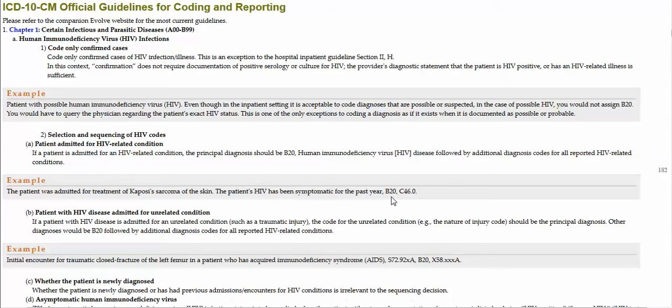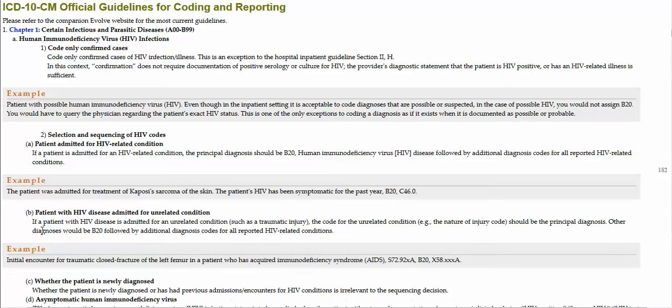So you're going to code the underlying cause. This is a manifestation and etiology issue. Okay? So our etiology is B20, the HIV or the AIDS, and our manifestation is C46.0 or the Kaposi's sarcoma. Okay? Simple enough. So now what do you do if you have a patient that comes in with HIV and they have an unrelated condition that they're admitted for?